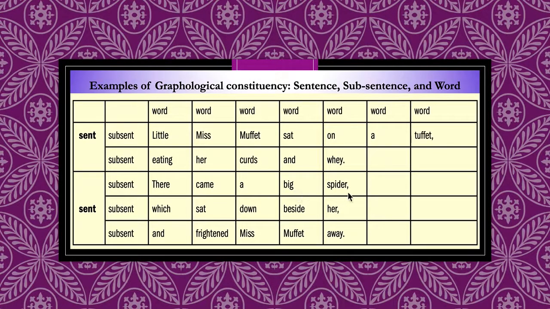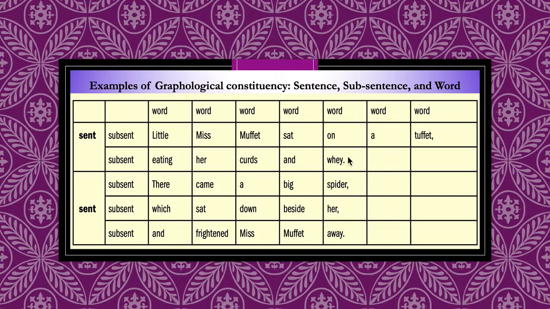Likewise, there came a big spider which sat down beside her and frightened Miss Muffet away. Look, it is a long sentence. The long sentence is divided again into 3 subsentences. The first, there came a big spider, comma, which sat down beside her, again comma, and frightened Miss Muffet away. So subsentences, and they are the categories of words, and they are the letters. A letter could be anywhere you can see. A group of letters makes a word. So these we can say are examples of graphological constituency: sentence, subsentence, and word.